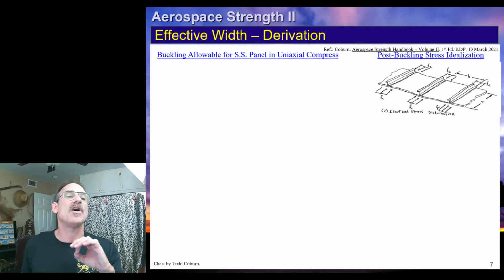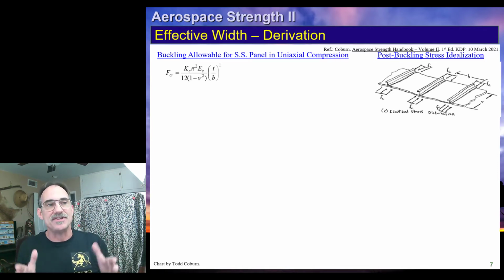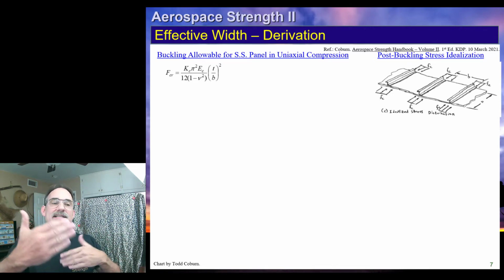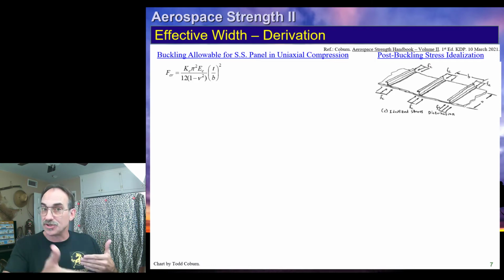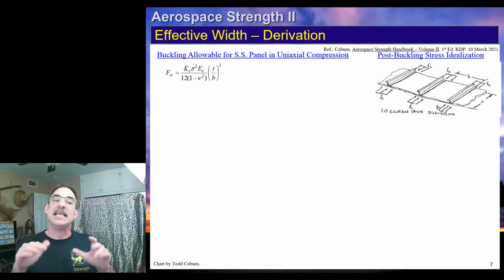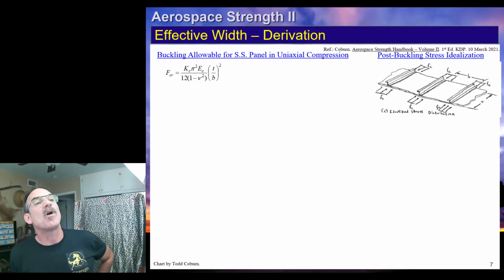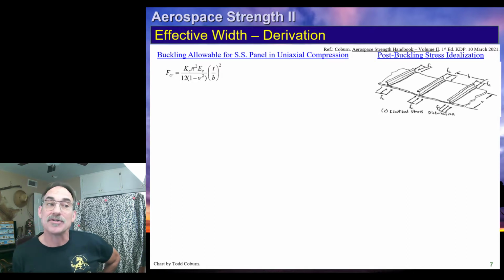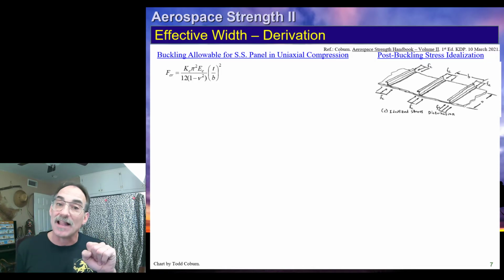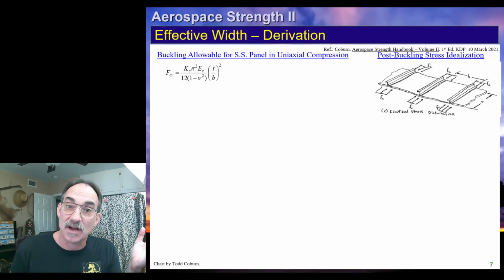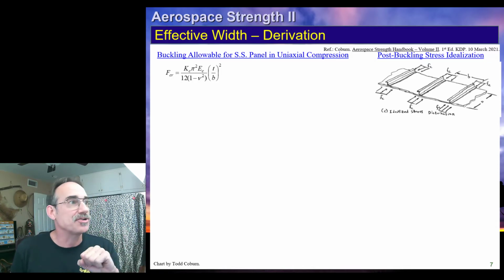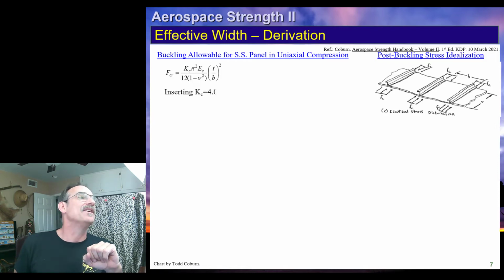If we focus on our stringers and the skin between them, we recognize that every 20 inches or so, we're going to have a frame, and that's going to support both the skin and the stringer to keep it from buckling. Therefore, if we focus on the buckling allowable of that skin between the stringers and between the frames, we can write our buckling equation from our flat panel buckling equation that we saw two lectures ago. And this is that equation.